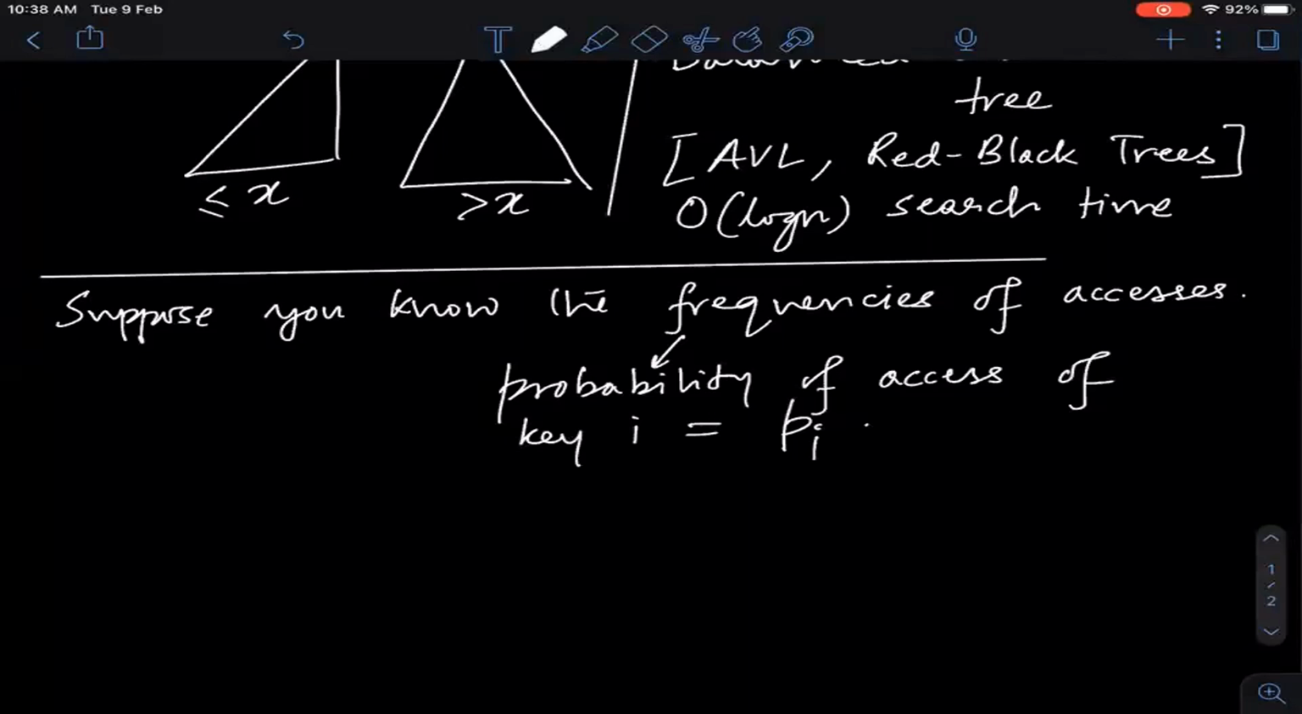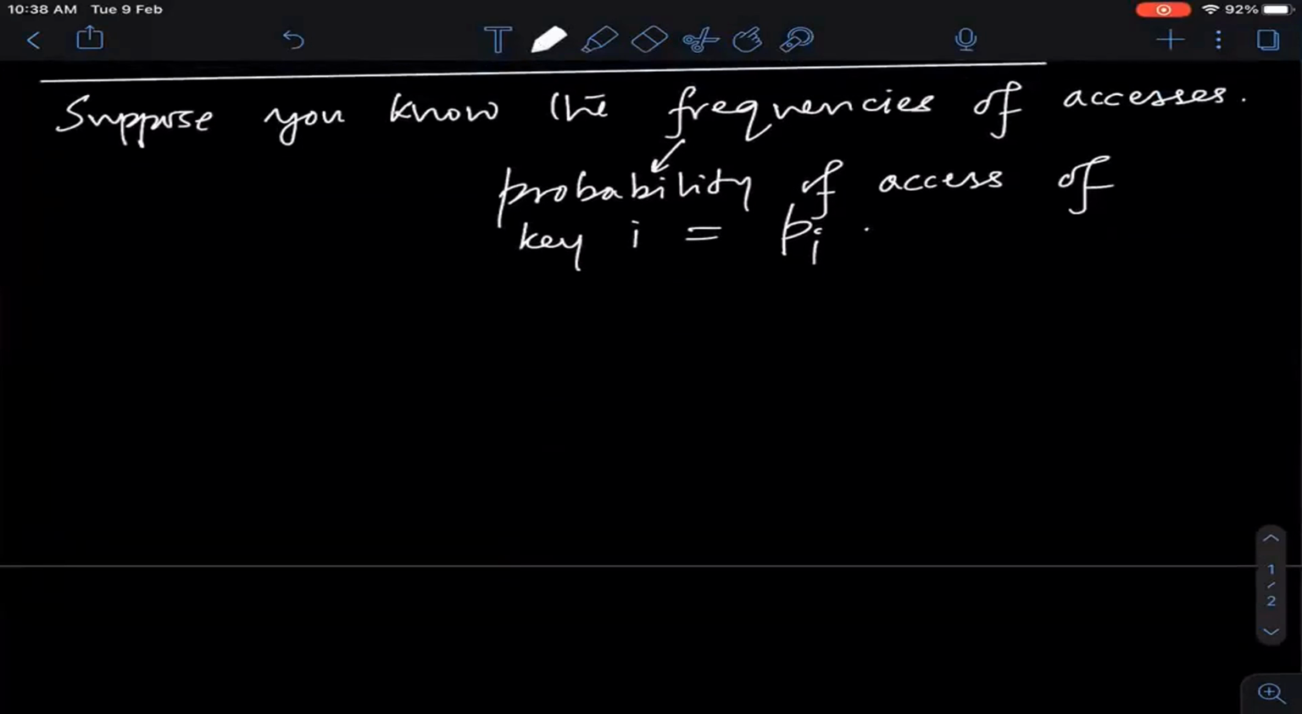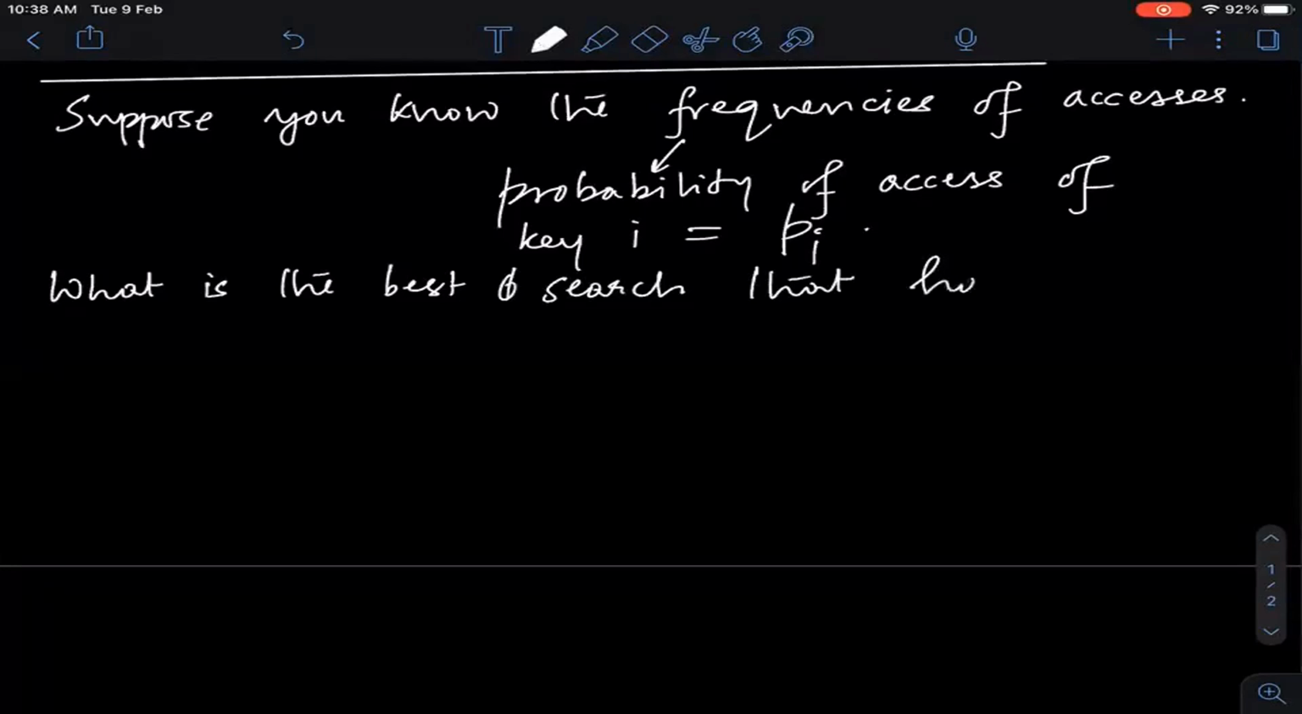I want to store keys from 1 to n, but now I have this additional information: I have access to the probabilities of access of each of the keys. So now the question I ask is, what is the best search tree that has minimum average search time?